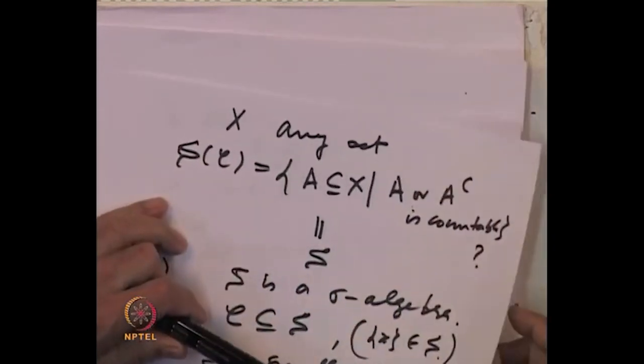So, we are able to give a description of the sigma algebra generated by a collection of subsets, in this case when the collection C consists of singleton sets. But let us be very careful. In general, for a set X, given a collection C of subsets of X, it is not always possible to describe the elements of S of C explicitly in terms of elements of C.